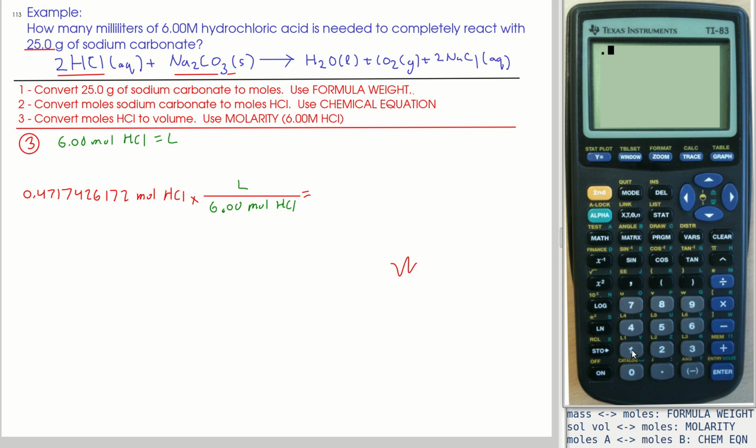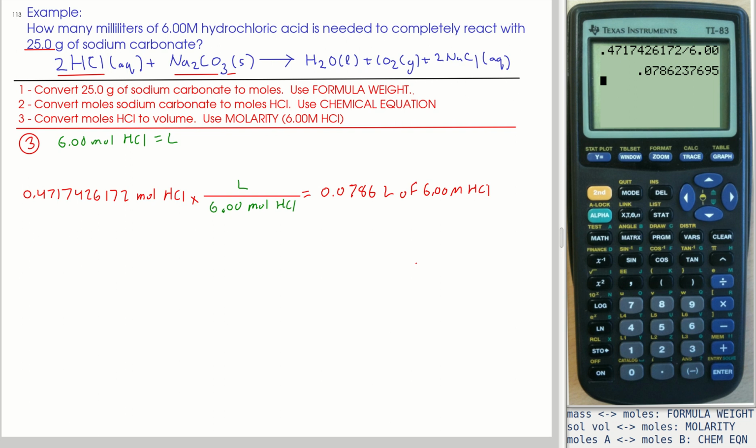There we go. So 0.4717426172 divided by 6 gives me, and I'll go ahead and round this since this is pretty close to my final answer, 0.0786 liters of 6 molar hydrochloric acid.